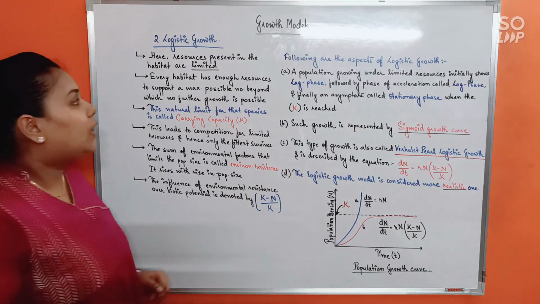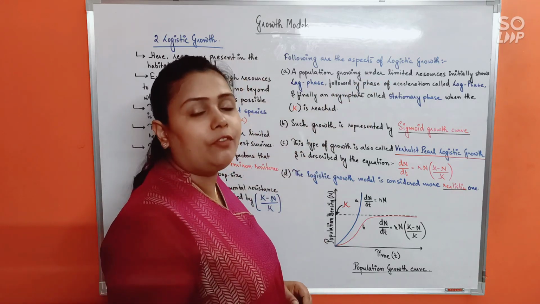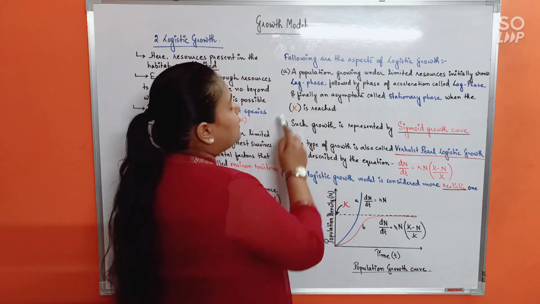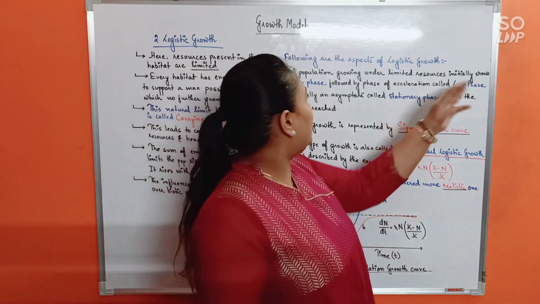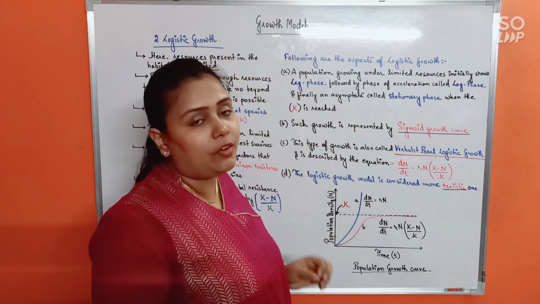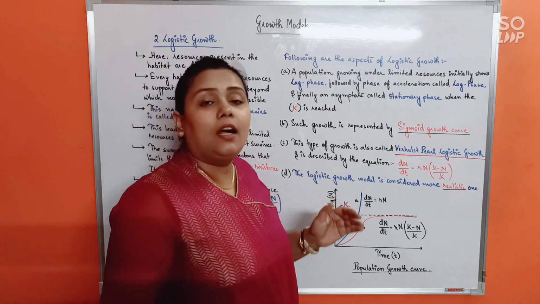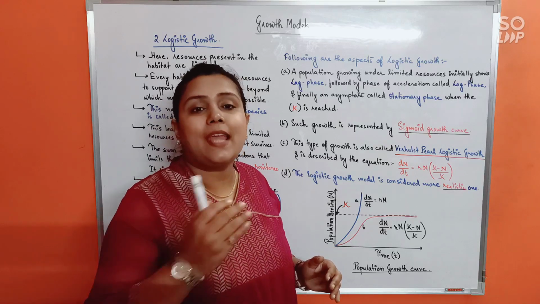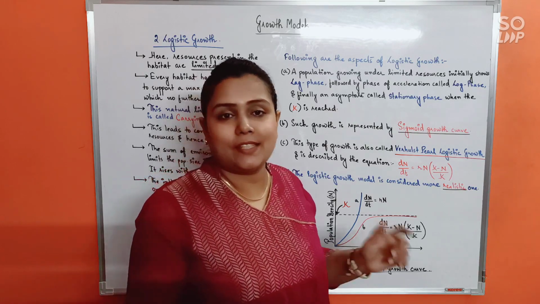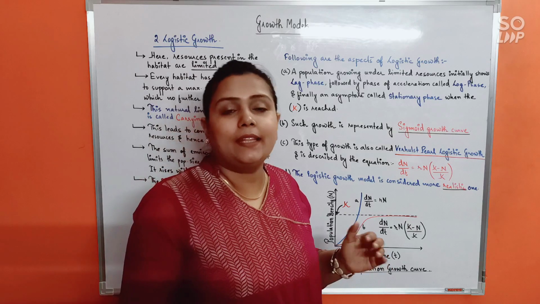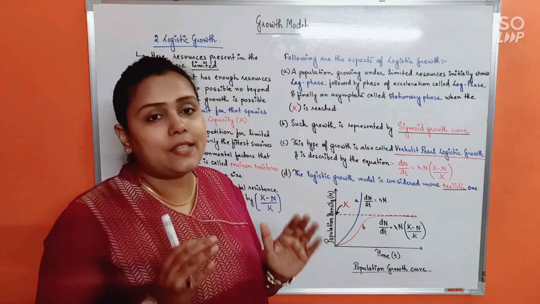Now, the following are the aspects of logistic growth, which are very important for your exam. The first one is that a population growing under limited resources, that means logistic growth, initially will show a lag phase. You have learned about it in the plant growth and development chapter, that there can be a growth curve which is S-shaped or sigmoid. There we have three phases of growth: the lag phase, the log phase and the stationary phase, right? So the logistic growth curve will also show that same pattern of growth.